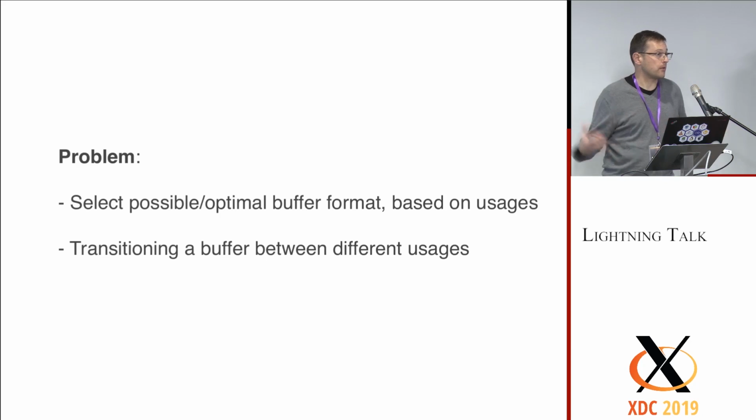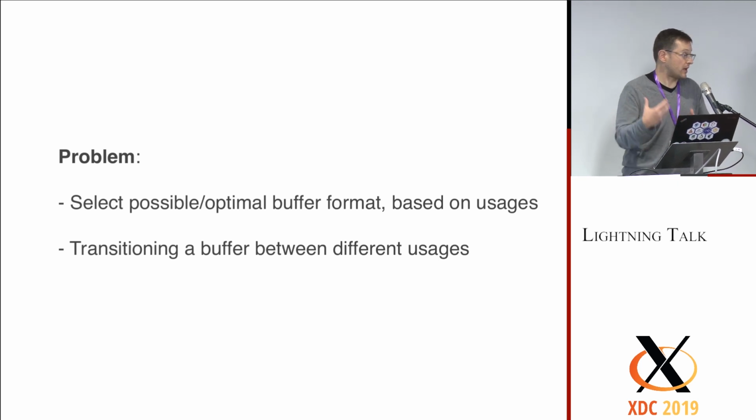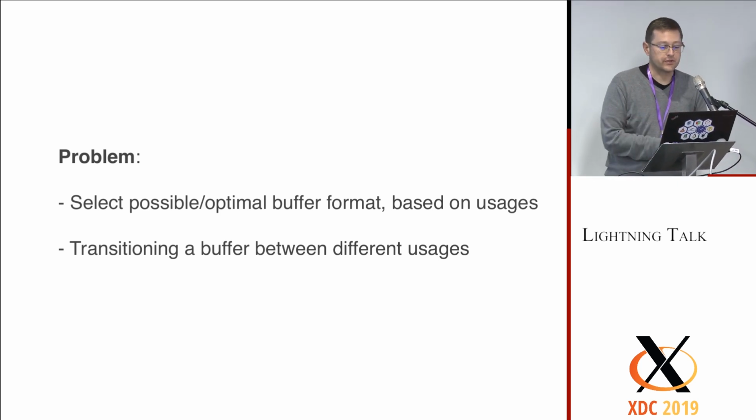So, just a restatement of the problem that James has been wrestling with. When we're allocating buffers and using them for different things, the challenge is how to select a format that's possible at all for all the uses that we want, and then ideally pick a format that's optimal for each of the uses.